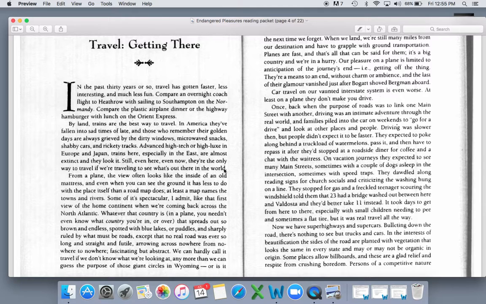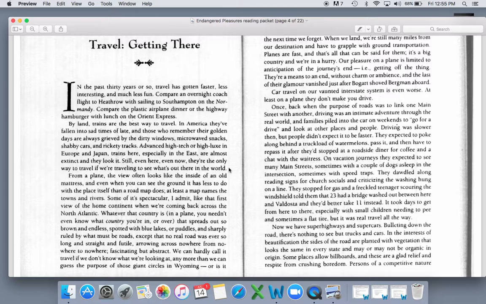Now, in NAPS, I told you that she doesn't make her argument or her statement of purpose until after the problem making is done. Here we have it earlier, both at the beginning of this paragraph and the end. She says, by land, trains are the best way to travel, and still, they're the only way to travel if you're traveling to see what's out there in the world.